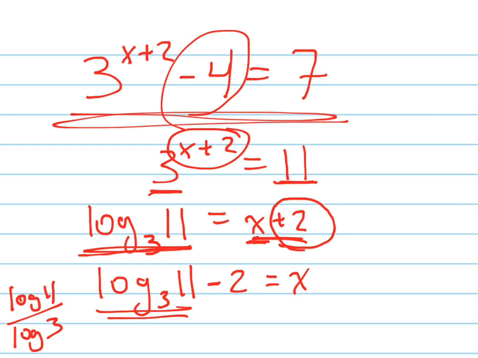So let's do that. Take our calculator, type in log of 11. Make sure you close the parentheses, divided by log of 3. And that's going to equal 2.1827 approximately. Minus 2. So what's 2.1827 minus 2? It's just going to be approximately 0.1827, right? Approximately.